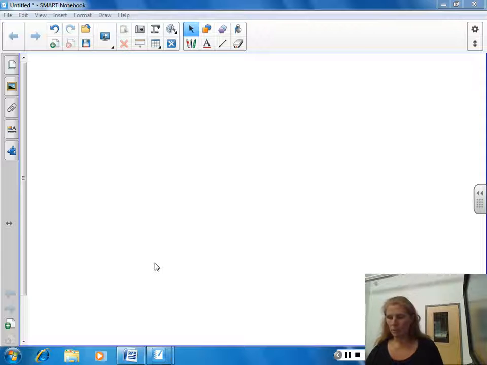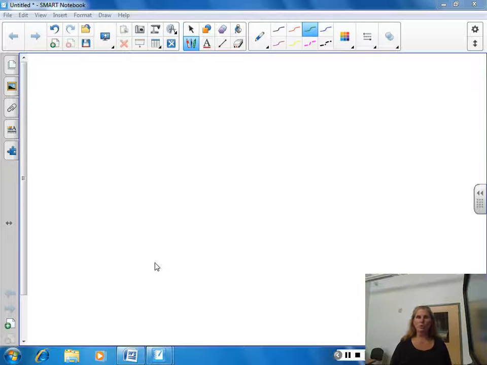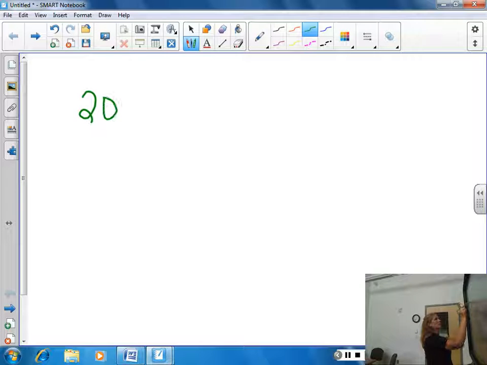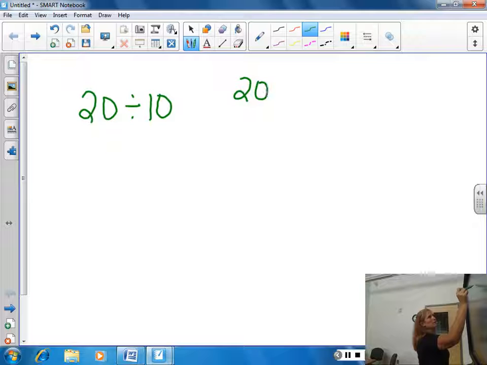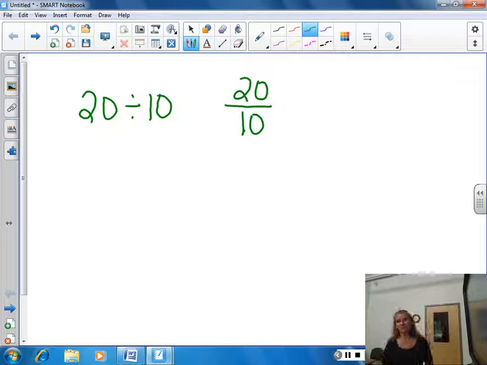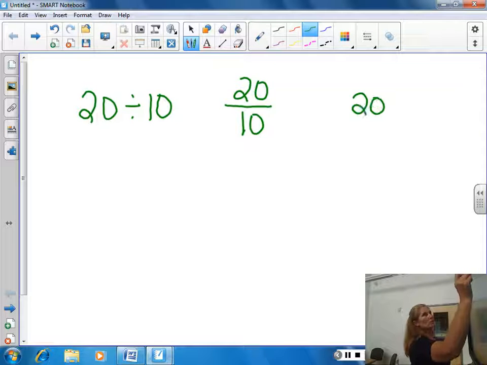Okay, so when you have a division problem, first of all, there's more than one way to write a division problem. Let's say I want to say 20 divided by 10. I could write it that way. I could write 20 divided by 10 as a fraction. That's another way to write division, and it means the same thing. And I could also write 20 divided by 10 with the division symbol.